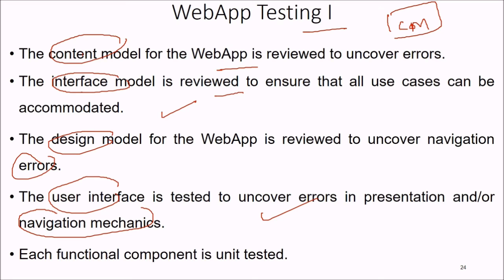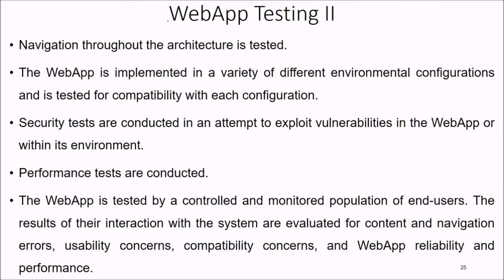Then the functional components are unit tested. So you start with content, then come to interface, then design, then user interface, and then finally functionality, because functionality will be there in a WebApp. After this, navigation through the architecture is tested. The WebApp is implemented in a variety of different environmental configurations, and again we need to test the compatibility with each configuration. And the security tests are conducted, because in a WebApp security plays a very important role, in an attempt to exploit vulnerabilities in the WebApp or within its environment, or any loophole or back entry being open. Then the performance tests are conducted, because WebApp performance is very important.